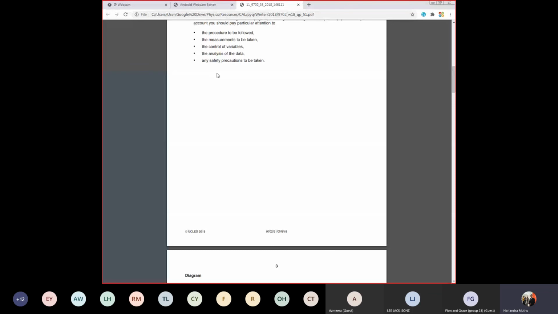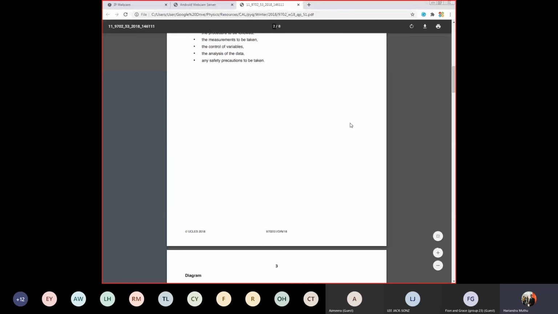Once you finish the experiment, just cross it out to show that you're canceling this particular information. That's fine, it's okay. The examiner is going to look at only this particular page.